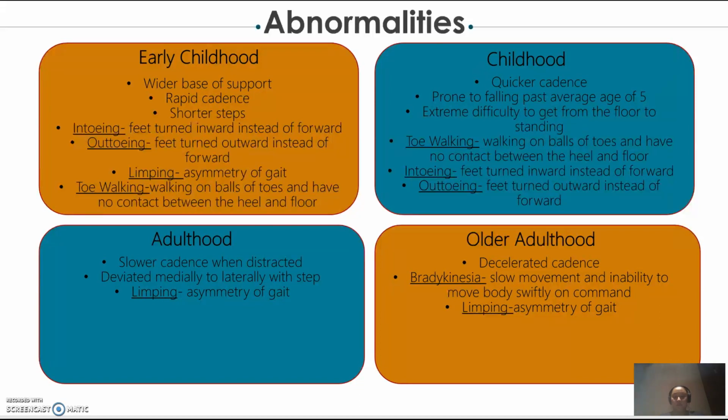During older adulthood, more people are likely to have decelerated cadence, bradykinesia, which is slow movement and inability to move the body swiftly on command, and limping. This is all due to aging and instability.